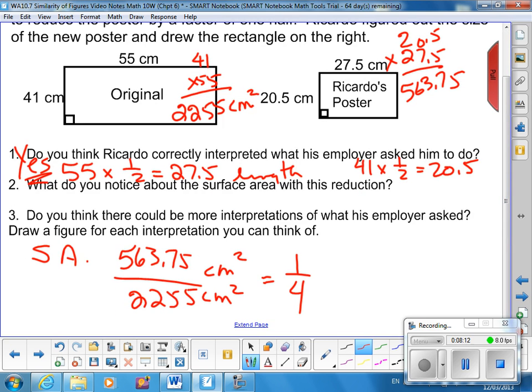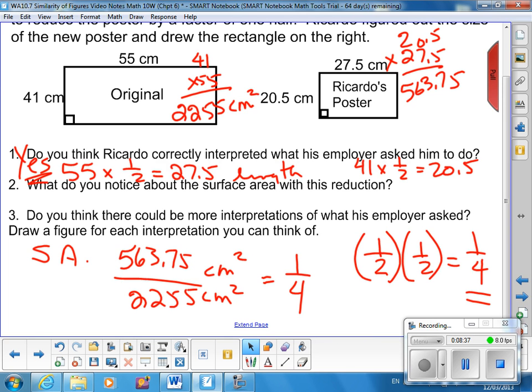Well, that's not the same as the 1/2 that we started with, and we wonder how come. Well, if you take the surface area, its length is changed by a half, and width was changed by a half, then we actually change the surface area by 1/4. Do you think there could be more interpretations of what the employer asked? Well, you could have maybe made the length a half, but the width the same. You could have made the width a half and the length the same. So you could have done different things. So we have to be very careful when we are talking about similar diagrams to be very specific.